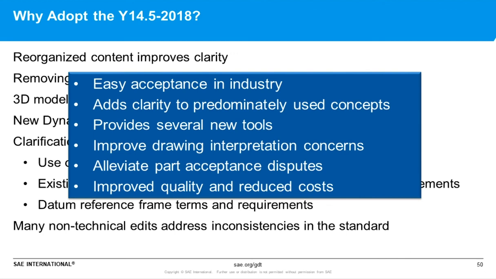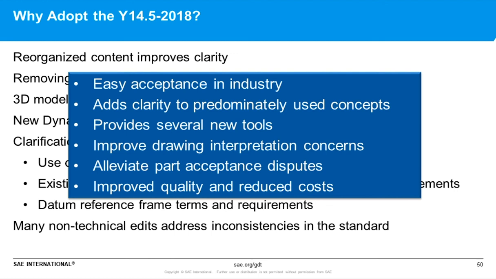That brings us to the end of my discussion here. Why would we want to adopt the Y14.5-2018 version of the standard? Of course, we list all the things we just discussed here briefly. I think you might agree with me that, looking at each one of these, the reorganized content, removing of some symbols that had disputes and so forth, addition of some additional modifying symbols and clarification of those three items we list there, and of course all the non-technical edits, will provide more ready acceptance, more easily accepted in industry.